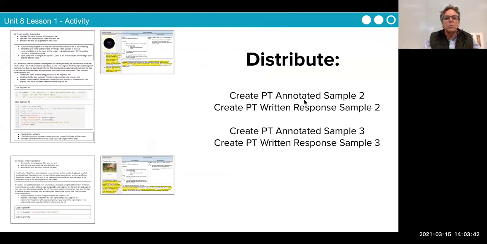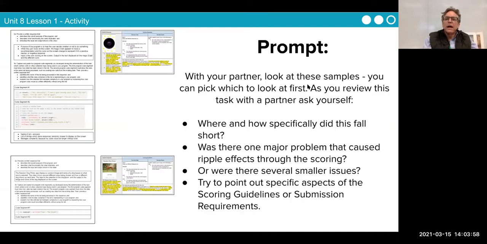All right. So once we've looked at that, now we need to get out our written response sample two and written response sample three and the annotated sample two and the annotated sample three. The idea is to read the original and then figure out, with your partner, which to look at first, whether you want to work on three or two. As you review this task with a partner, ask yourself, where and how specifically did this fall short? Was there one major problem that caused ripple effects through the scoring, or were there several smaller issues? Try and point out specific aspects of the scoring guidelines or submission requirements.